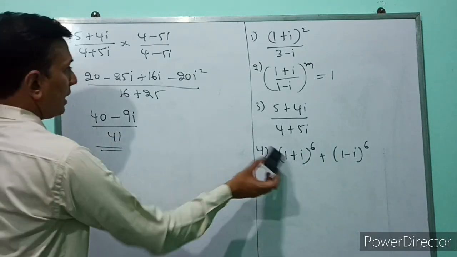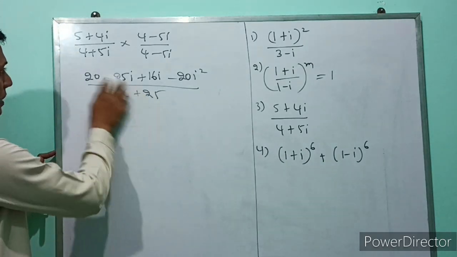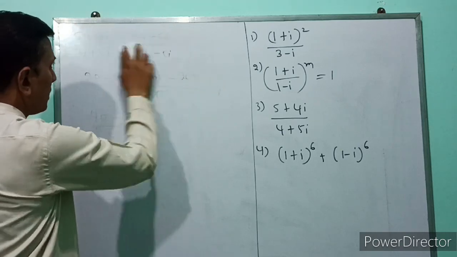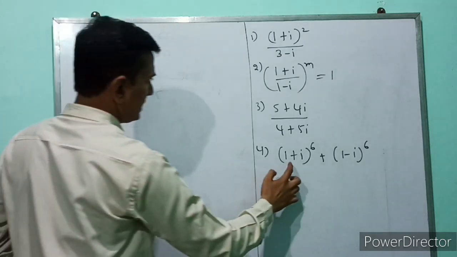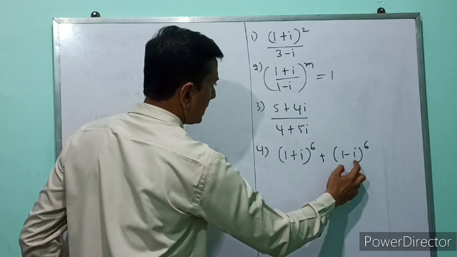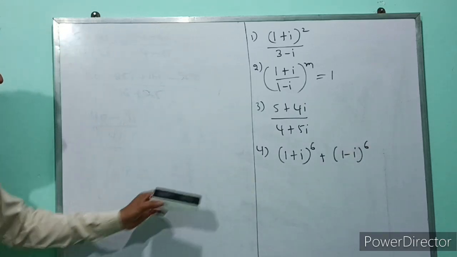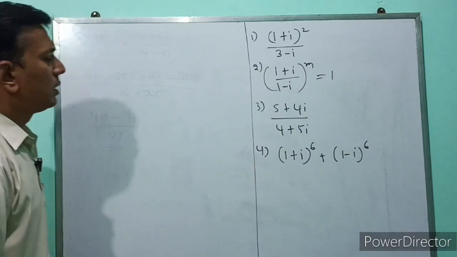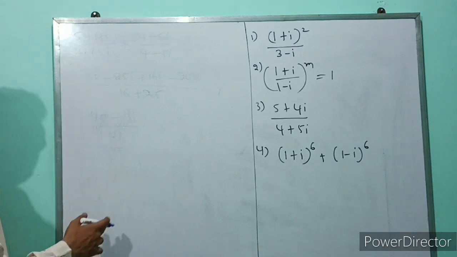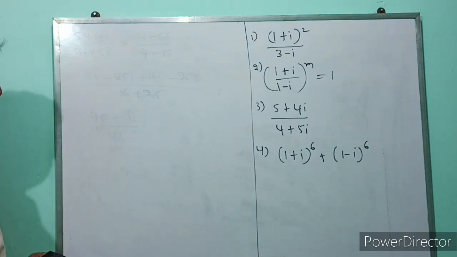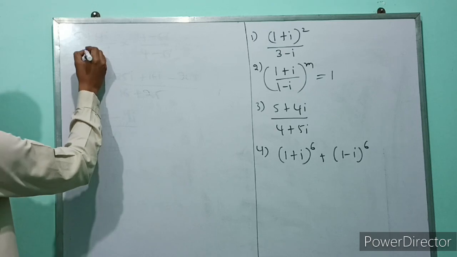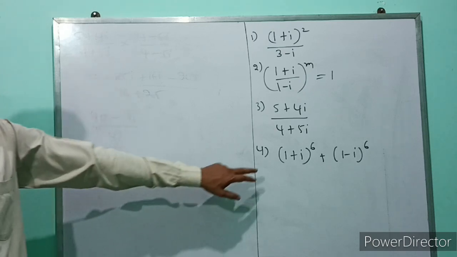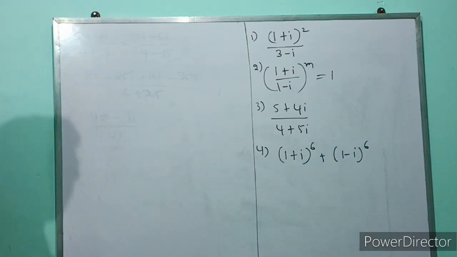Now coming to the last one, the most typical one, (1 plus i) whole power 6 plus (1 minus i) whole power 6. You need not expand that one. So the next one is (1 plus i) whole power 6 plus (1 minus i) whole power 6.